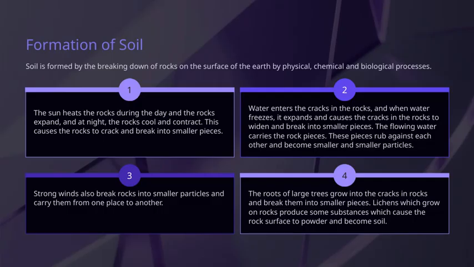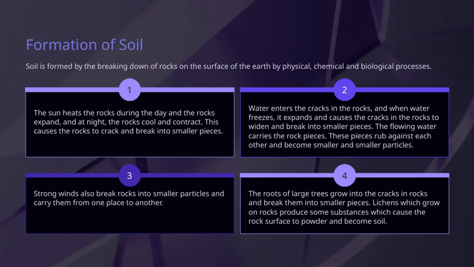Soil is formed through the gradual breakdown of rocks on the Earth's surface, and this process involves physical, chemical, and biological factors working together. One key factor is the sun's heat during the day, which causes rocks to expand. Then, at night, the temperature drops and the rocks contract. This expansion and contraction creates stress within the rocks, leading to cracks and eventually breaking them into smaller pieces. Strong winds also play a role by physically smashing rocks into tiny particles and moving these particles from one place to another, helping in the soil formation process.